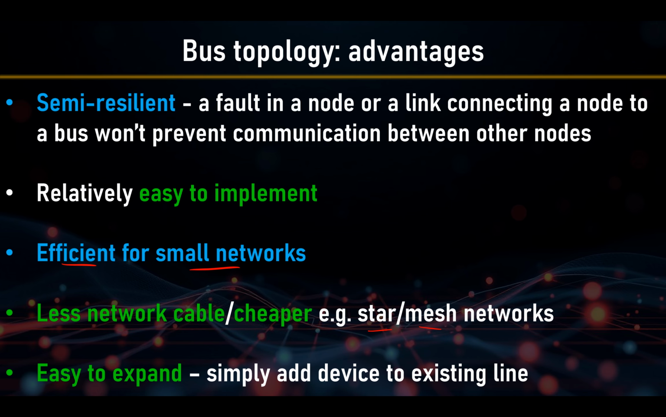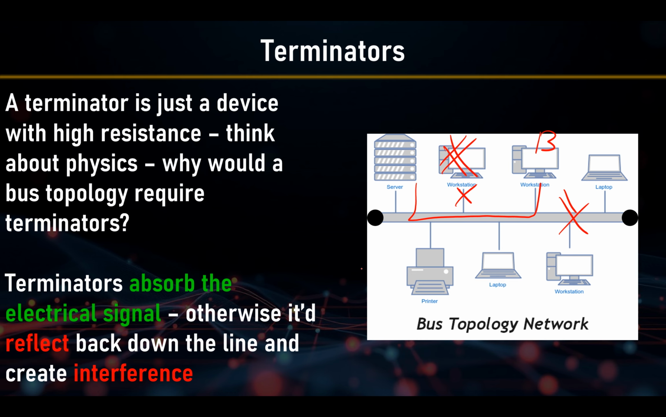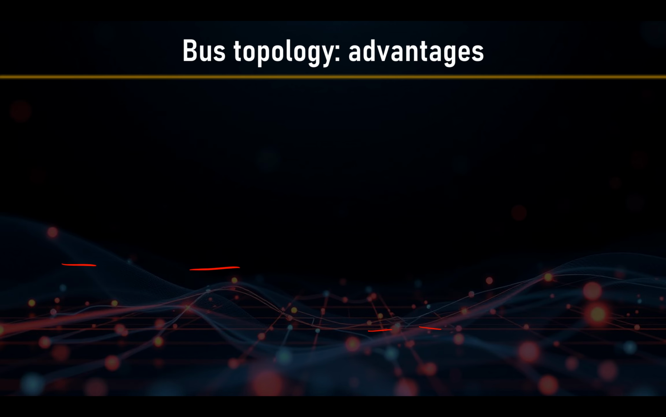And it's also going to be easy to expand because we simply add a device to an existing line. So let's say, for example, we go here. If we want to add a new device, let's just say here, we just put that device there, then add a wire connecting to the bus line. So there's not really much configuration. It's quite simple to add.